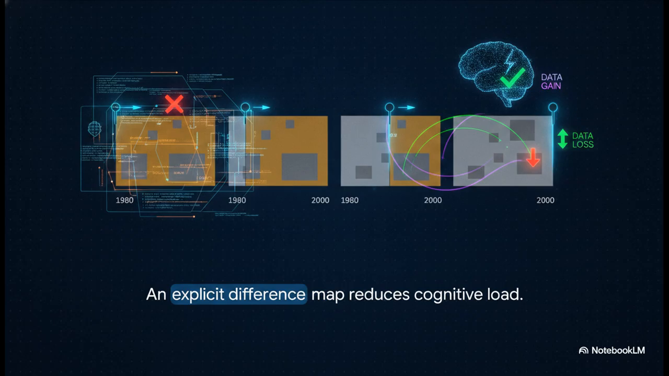If you look at the sequence map on the left, you have to look at 1980, then jump over to 2000 and mentally calculate what grew and what shrank. Honestly, that's a huge cognitive load. Instead, an optimized interface uses an explicit difference map, like the one we see on the right. It instantly highlights data gains and losses. It just does the math for the viewer, making the change violently explicit.